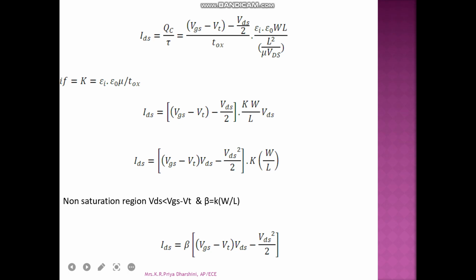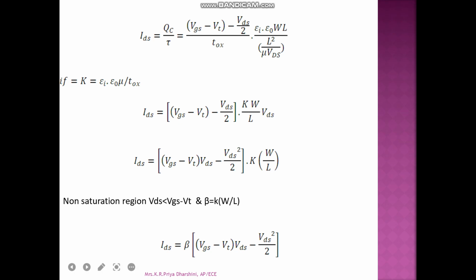Finally, when K is equal to epsilon_I epsilon_naught mu divided by T_naught_X, this equation can be rewritten as (VGS minus VT minus VDS divided by 2) into K W divided by L into VDS. So this can be rewritten, as VDS can be multiplied with the interior part, as (VGS minus VT) into VDS minus VDS square divided by 2, into K into W divided by L. This is for the non-saturation region, for the condition when VDS is less than VGS minus VT, and beta is equal to K into W divided by L.